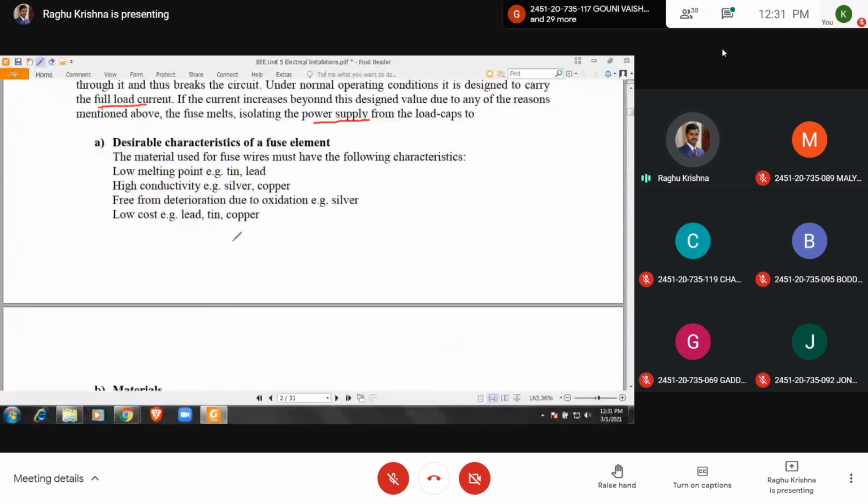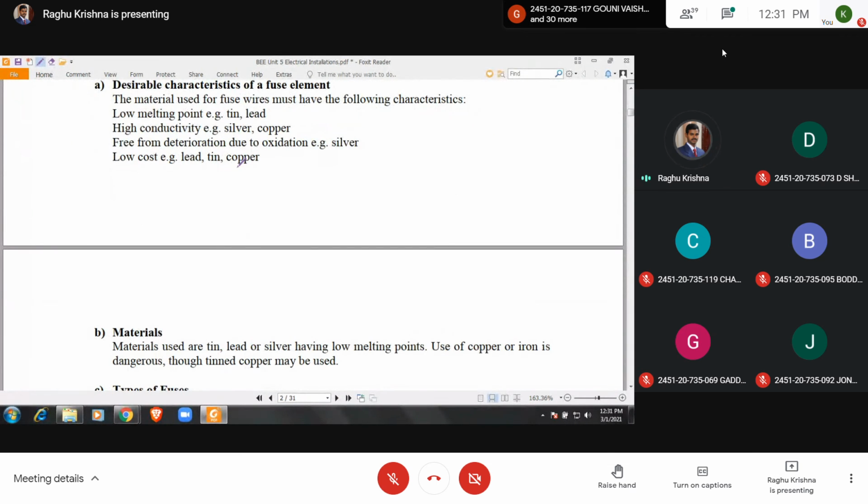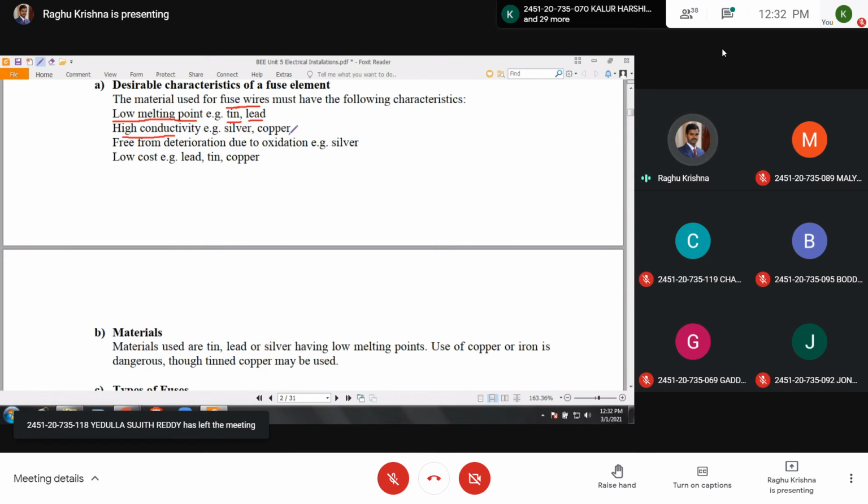So next, desirable characteristics of a fuse element. What are the desirable characteristics of a fuse element? The material used for fuse wires must have the following characteristics. First one, low melting point. It must have low melting point, for example, tin and lead. Next, high conductivity, for example, silver or copper.